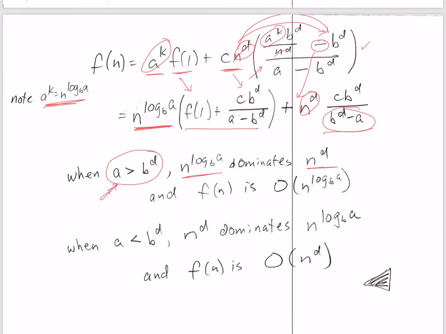And of course, if a is less than b to the d, then n to the d will dominate n to the log base b of a, because log base b of a will be less than d, and we'll see that if we take the log of both sides of that. So in the first case, my f of n is big O of the dominating factor, n to the log base b of a. And in the second case, it's dominated by n to the d, so it's big O of n to the d. And that concludes the proof for Theorem 2.